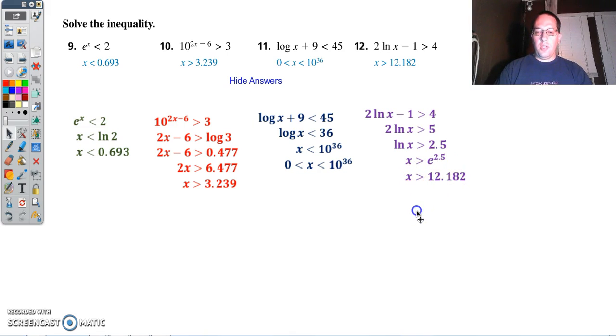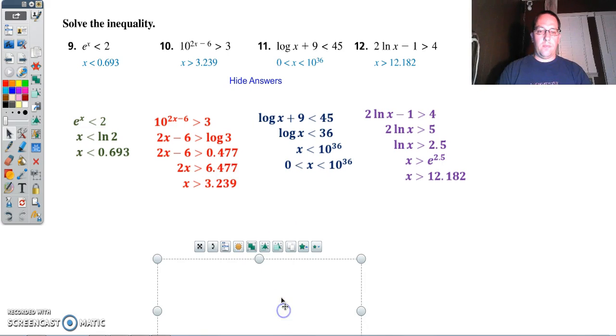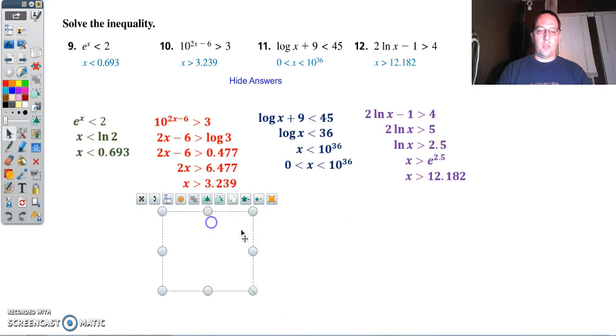Now, on this one, it's a logarithm, but we didn't have to mess with this 0. And the reason for that is because this is saying x is greater than 12. And if it's greater than 12, it's never going to go negative. So we don't have to worry about that in this case. All right. So there it is.